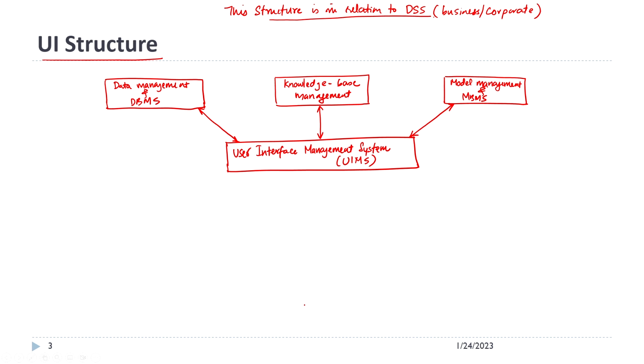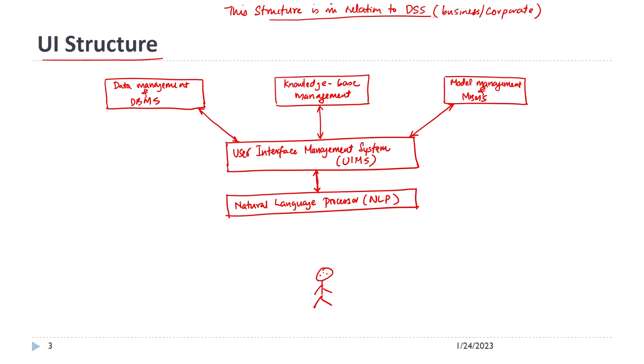Now, the user also needs to interact with the system. So, below this you have the next layer, what we call the natural language processor, or NLP. That also has bidirectional interaction with the user interface management system. And what does the NLP deal with? It deals with the stick figure user. So, the user is supposed to interact using NLP.